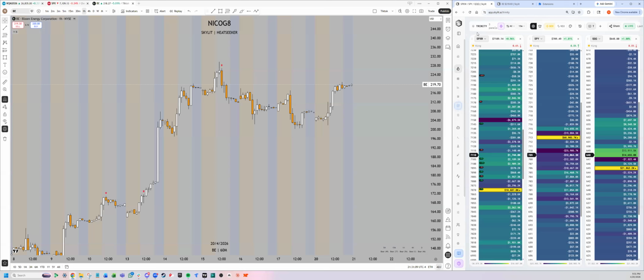Now, in terms of what I look for in a good setup, on the indexes there are a few things I look for. One is I want to see the floors align. So if price is pushing down, I want to be able to see that we have floors on 2 or 3 of the maps, with very strong volume there.